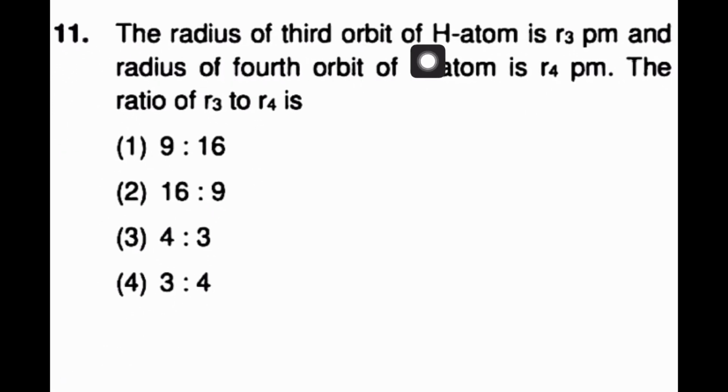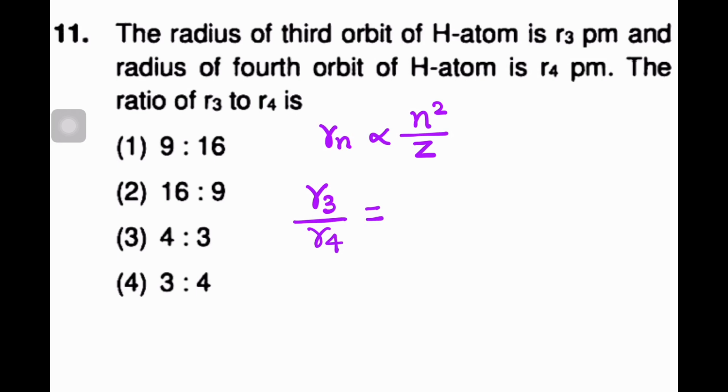Okay. Now let's see the next one. The radius of the third orbit of hydrogen atom is R3 picometer, and the radius of the fourth orbit is R4 picometer. Then the radius ratio is what? You know that radius is directly proportional to n square by Z. Z is the same for both, so R3 by R4 will be simply equal to the orbit number square, that is 3 square by 4 square, that is 9 is to 16. And if you see, the correct answer is the first one.